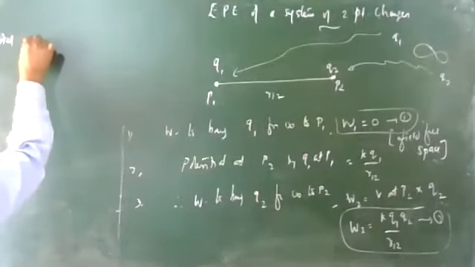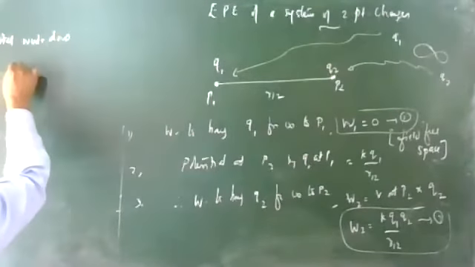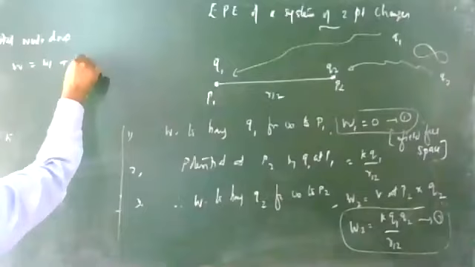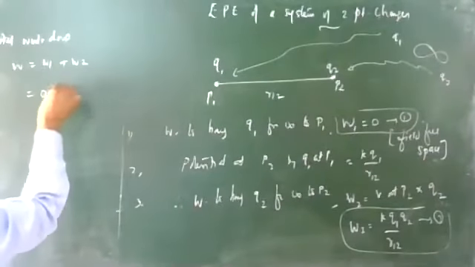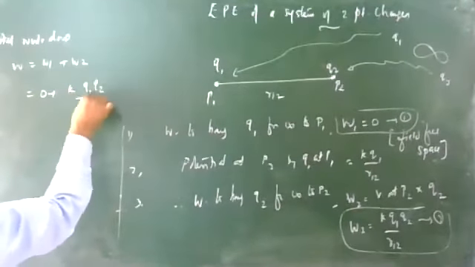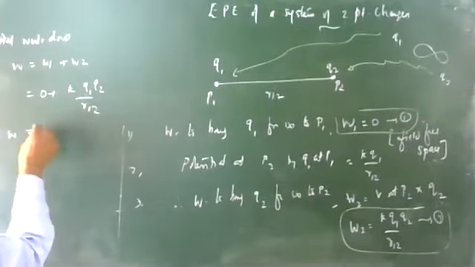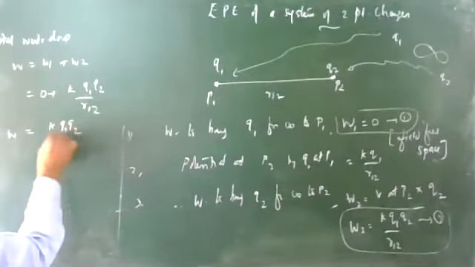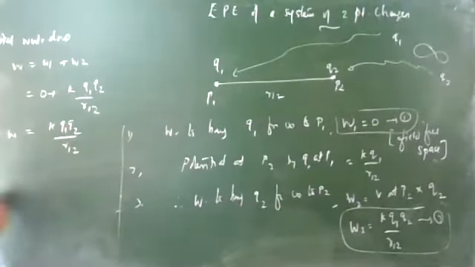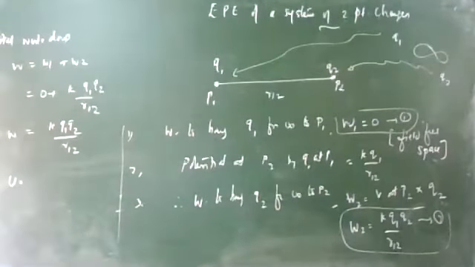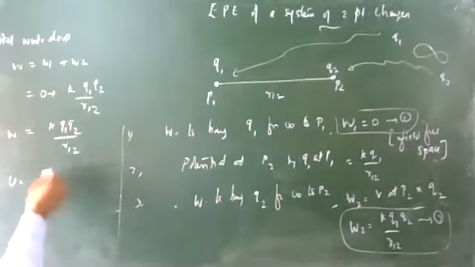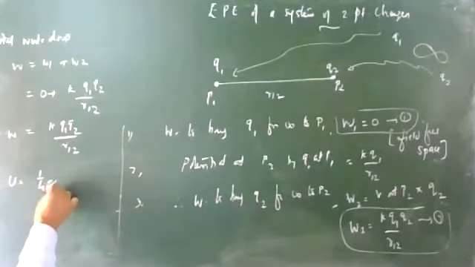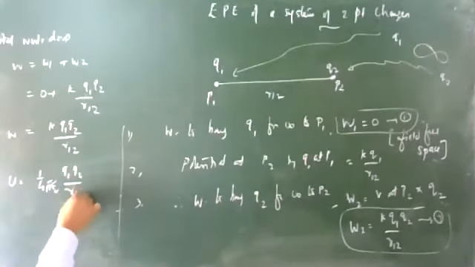Total work done to assemble them is W equal to W1 plus W2. That is 0 plus A Q1 Q2 divided by R12. So this work done, by definition, is the potential energy of the system of two point charges. The potential energy of both together, U, the potential energy of the system, is 1 by 4 pi epsilon 0 Q1 Q2 divided by R12.